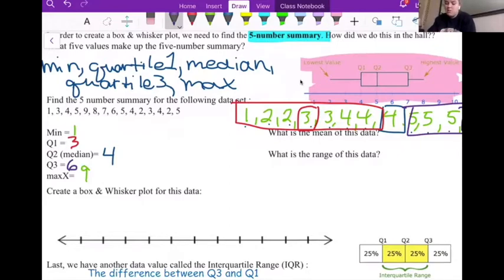Then the mean, again, we add all of these up together, and then divide by 15, because that's the number that we have. So this is going to be 4.83, or sorry, 4.53. And then the range is 9 minus 1, so that would be 8.